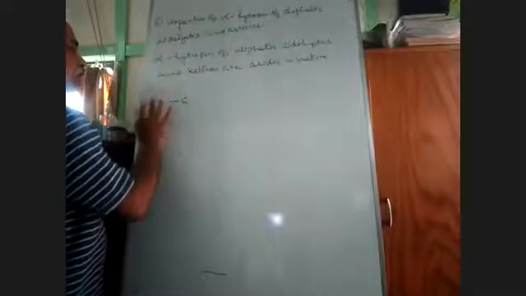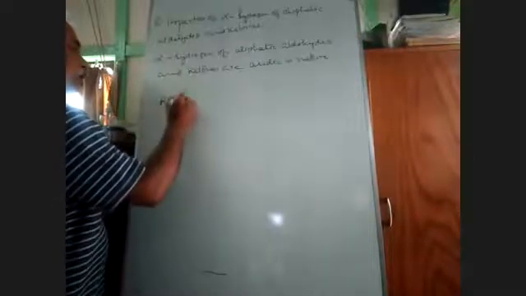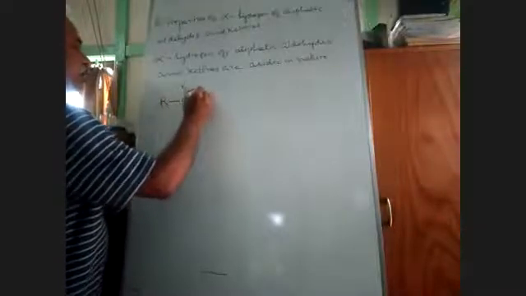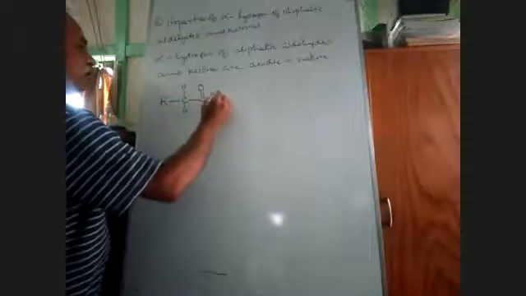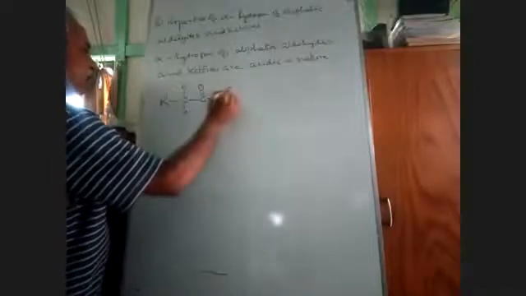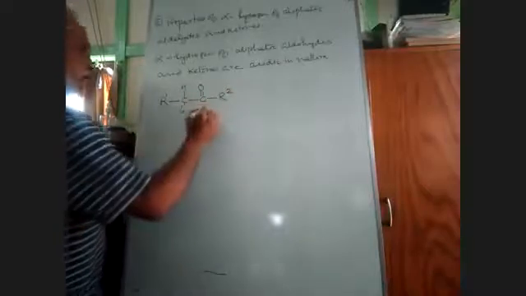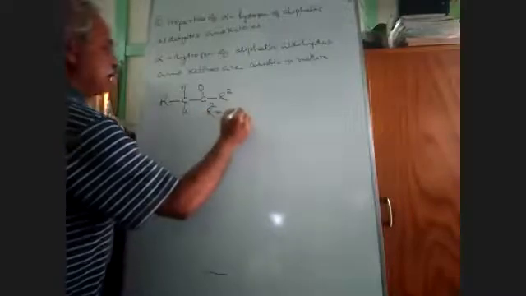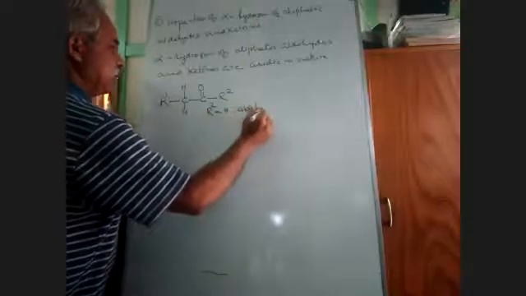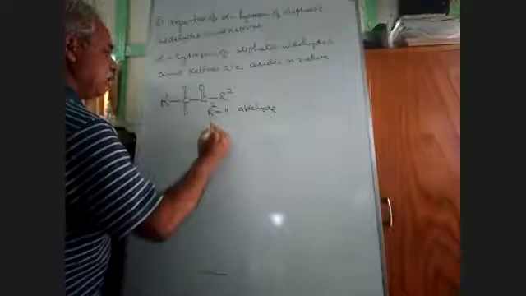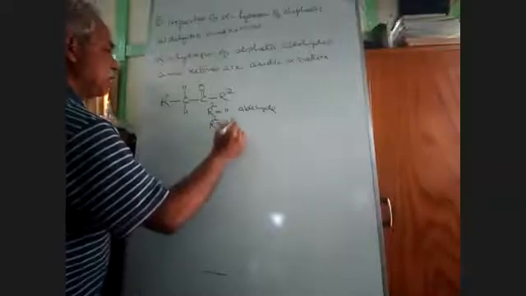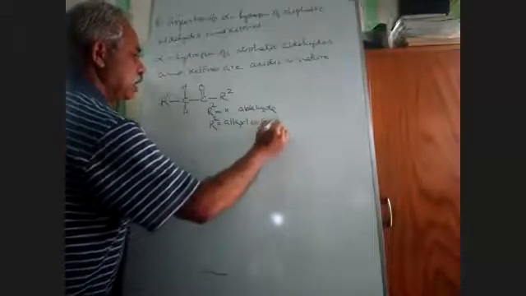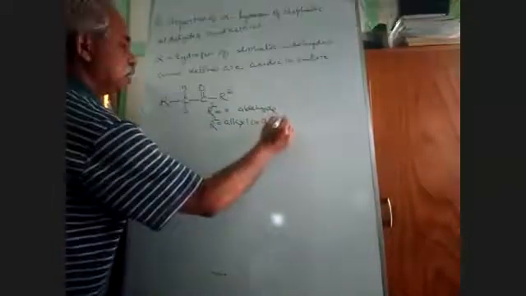Let me write here R. This is hydrogen, this is hydrogen, and this is the carbonyl. This is R1 and this is R2. If R2 is H, then it is an aldehyde. And if R2 is alkyl or aryl, then it is a ketone.